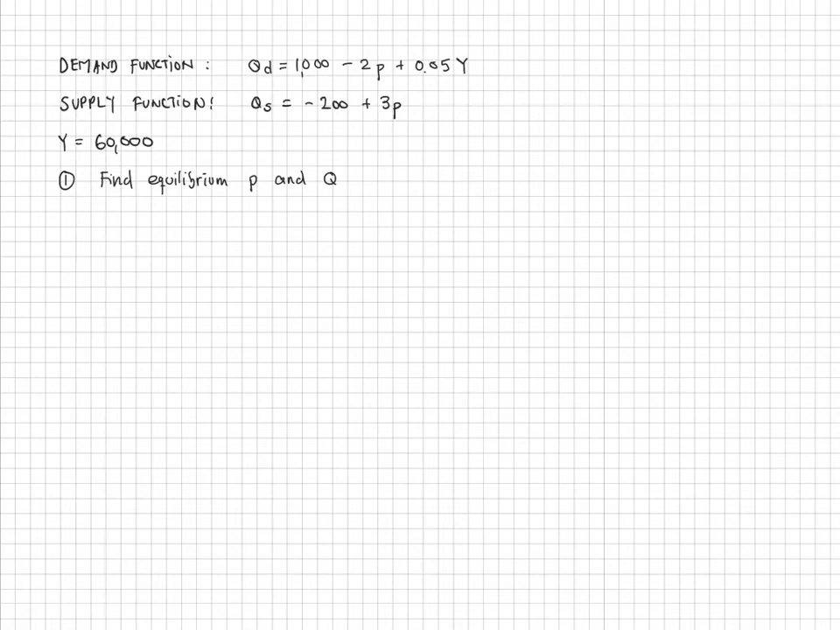Hello, we're given demand and supply as shown on the diagram. We do know that the income is equal to, or y equals 60,000, but in the first question I'm asked to find equilibrium price and quantity. I'm going to go ahead and find that without substituting in for y. So of course in equilibrium, quantity demanded equals quantity supplied. So we'll just put these equal to each other.